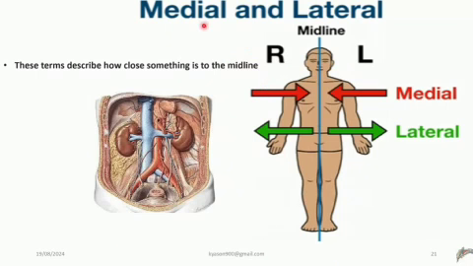We shall start with medial and lateral. Medial and lateral, these are terms used to describe body structures in relation to the midline. They describe how close body structures are in relation to the midline. For example, let us look at this picture here.